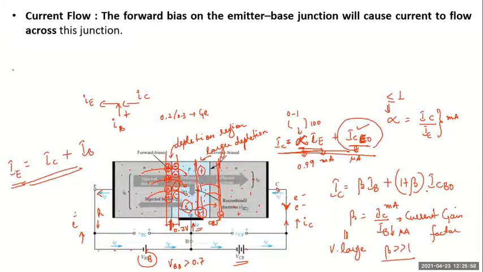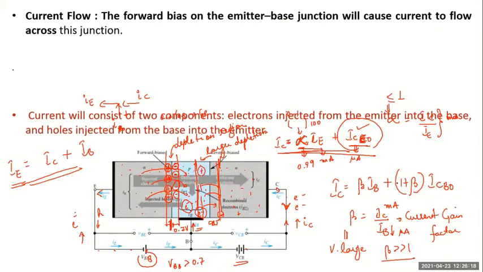So beta is the ratio of collector current to base current. Alpha is the ratio of collector to emitter current. ICEO is a reverse saturation current in one type of connection. ICBO is the reverse saturation current in another. We'll look into that next.